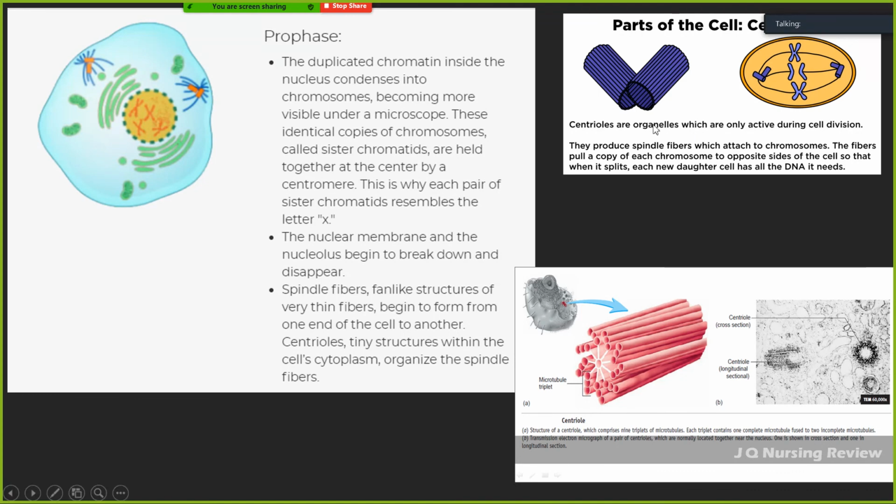It says here that the centrioles are organelles which are only active during cell division. So this is the only time when they actually do anything. They produce these spindle fibers that go out and grab onto the chromosomes. And this picture down here is from the electron microscope. These are the centrioles right over here.